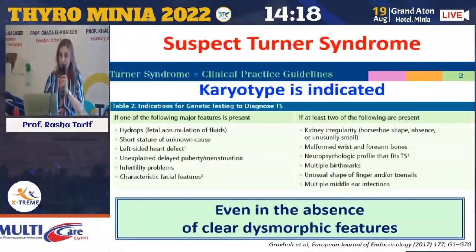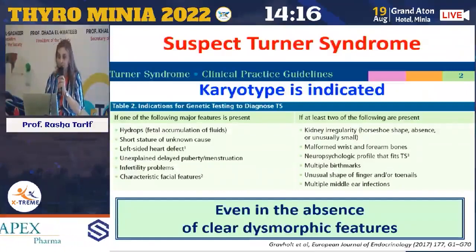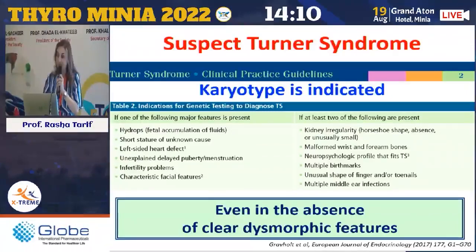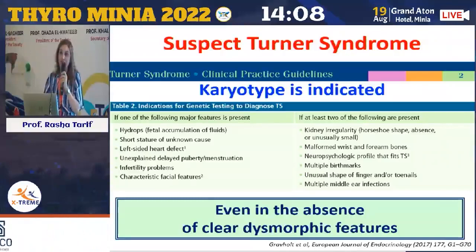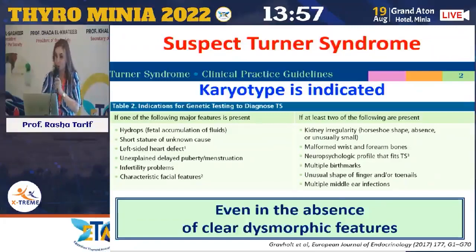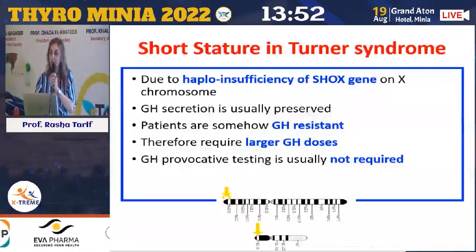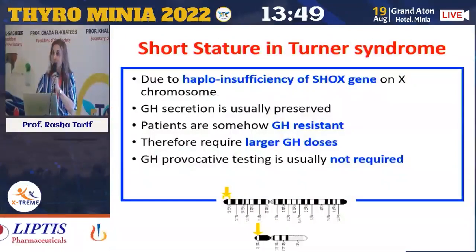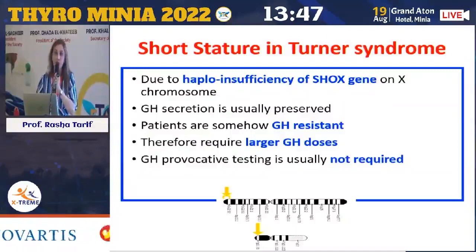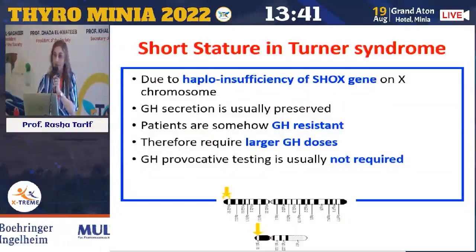And here you can see, based on the guidelines published in the European Journal of Endocrinology 2017, you have to do a karyotype in any girl with short stature, delayed puberty, primary amenorrhea, left-sided cardiac disease, or lymphedema. So don't wait for dysmorphic features. Short stature in Turner syndrome occurs due to haploinsufficiency of the SHOX gene. And those girls have growth hormone resistance rather than deficiency. And that's why they need very large doses of growth hormone.